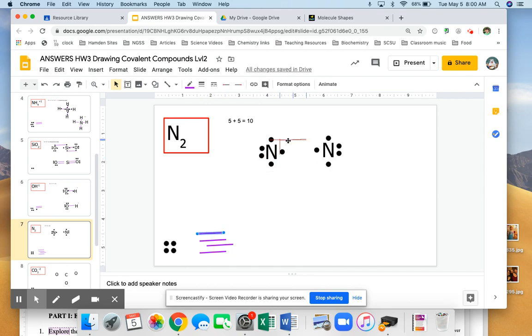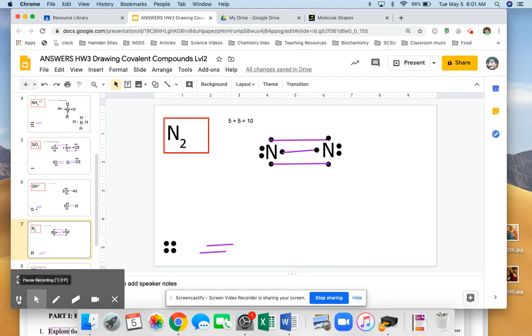So now I'm going to connect the single dots. Here's 1 single dot getting connected. Here's 2 single dots being connected. Here's 3 single dots being connected. So there are 3 bonds in between those 2 nitrogens. Here's what it looks like when it's cleaned up.